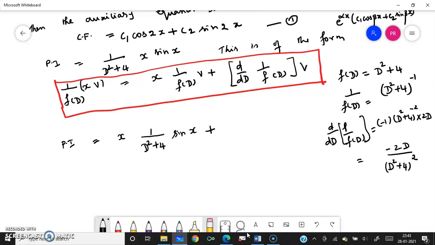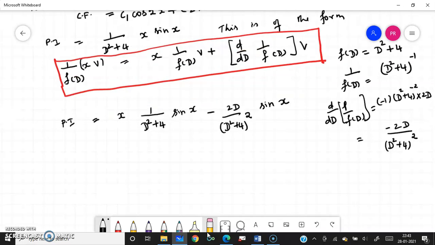Okay, so what should I write here? There is no plus here, that is minus. So minus 2D by D square plus 4 the whole square, that is d by dD of 1 by f of D. So we did the differentiation, into v. What is my v? V is nothing but our sin x, right?